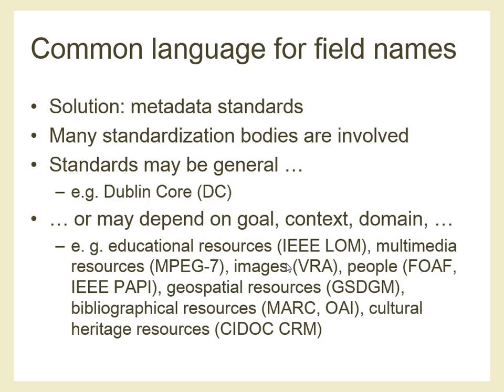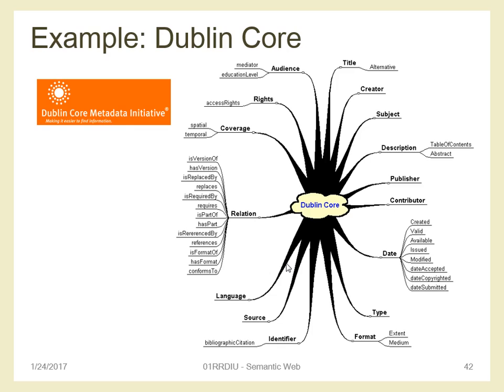Many standardization bodies are involved in this attempt to give a very specific and precise name to each semantic link between objects. Some standards are very general. I just mentioned one, Dublin Core, which has things that can apply to any resource, but they are very general and don't go into detail. Any resource has a title, a creator, a subject, a description, a source, a language, and so on, and a relation to other objects, such as version, replaces, or requires. So it's quite compact, even though it's not that small. It's suitable for any kind of resource, but doesn't go into detail of the specific type of resource.